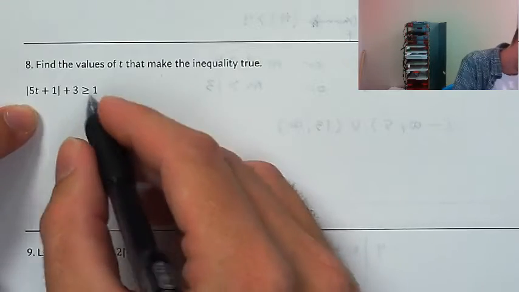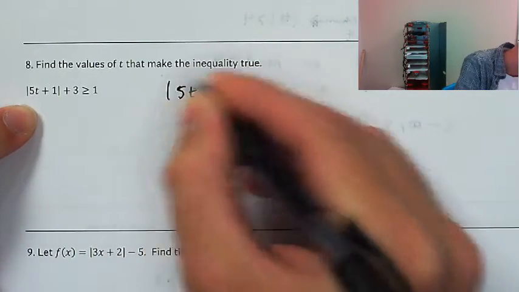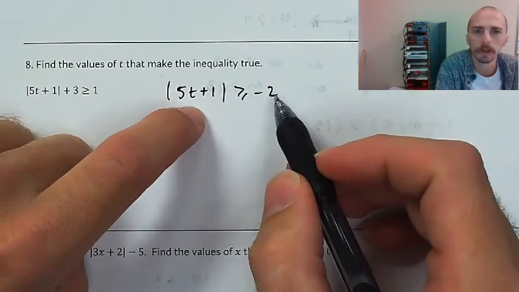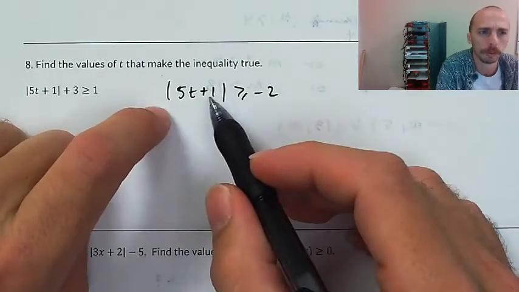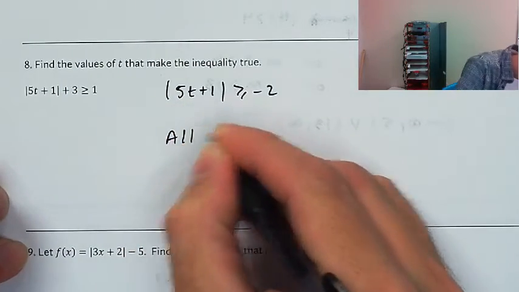Finding the values of t that make the inequality true. We're going to start by subtracting 3. And the absolute value is greater than or equal to negative 2. That's always true because the absolute value is going to come back 0 or positive, so I'm going to say this is true for all real numbers.